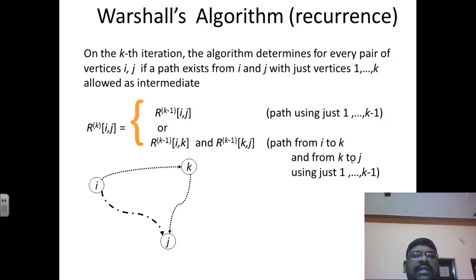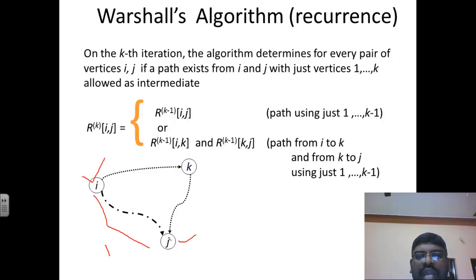This means what I am going to do is, suppose there is an edge called I and there is an edge called J. If there is a direct edge between I to J, we are directly indicating it as 1. That means the path is possible.